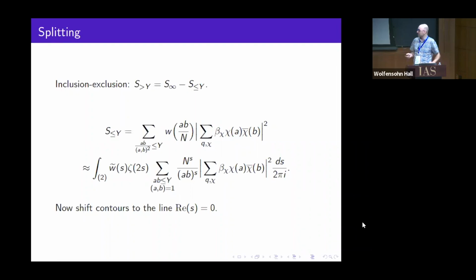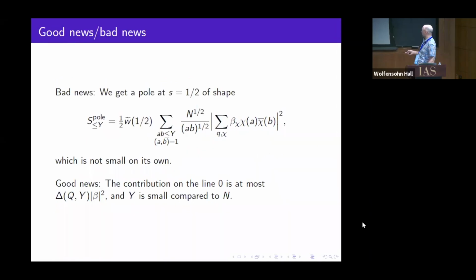Now, you can see if you shift contours, we're going to hit a pole of this zeta function, and that's going to give a term. That's the bad news, if you like. There's a pole at s equals a half, and if you just write it down, you get a square root of n here, square root of ab there. There's this Mellin transform, whatever it is.